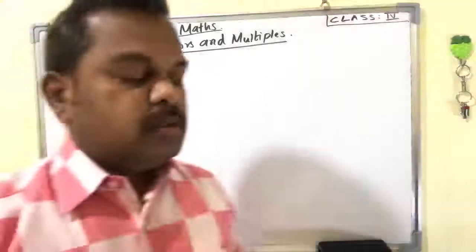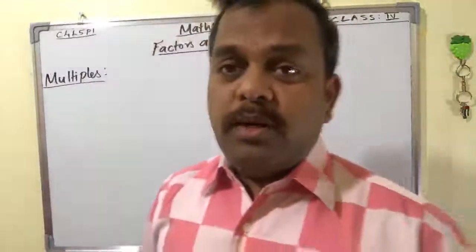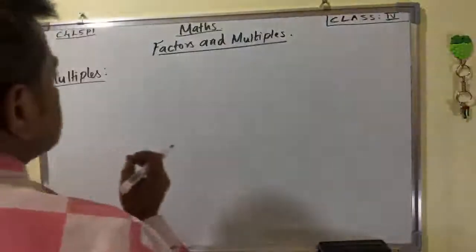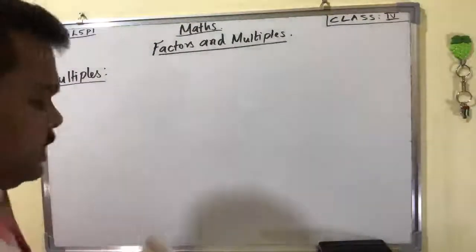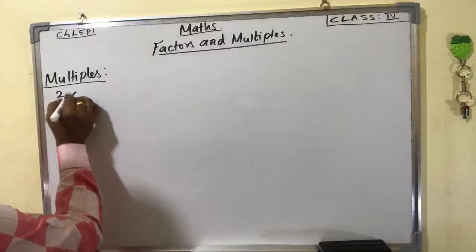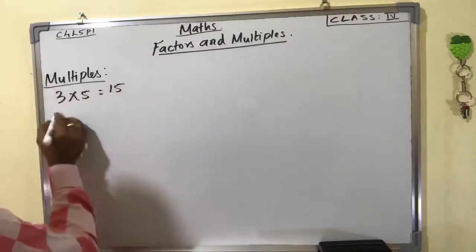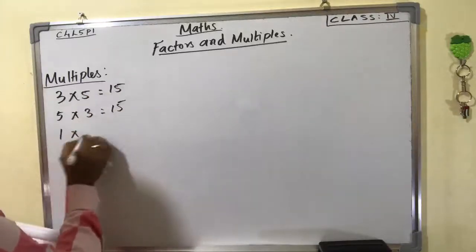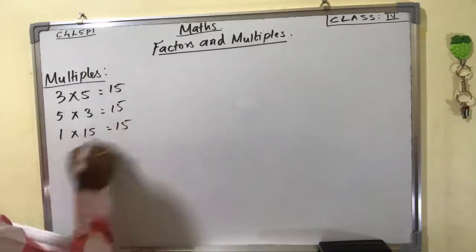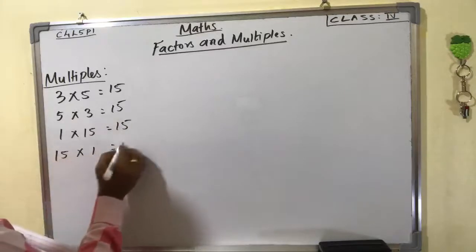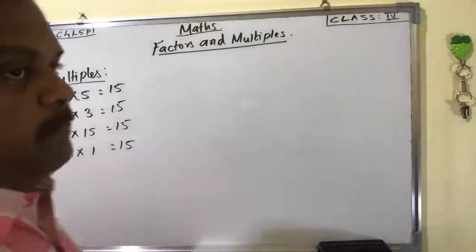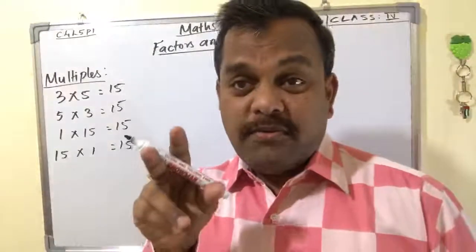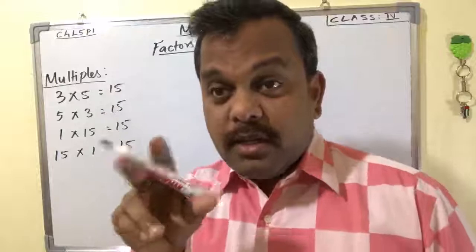Multiples. You know table 3 and table 5. With table 3 and 5, I am going to take one small example. 3 5s are 15. 5 3s are also 15. 1 15 is 15. 15 into 1 is also 15. To get the answer 15.